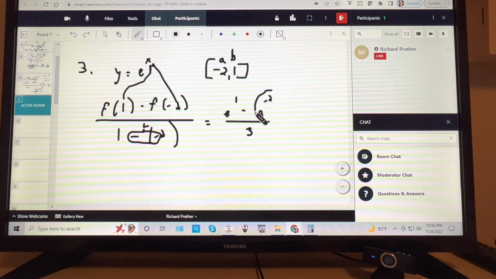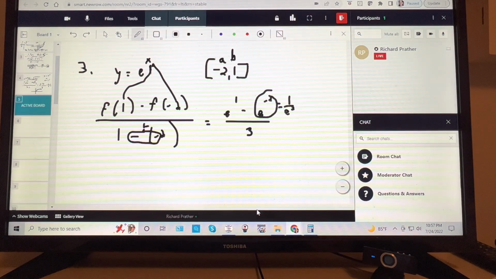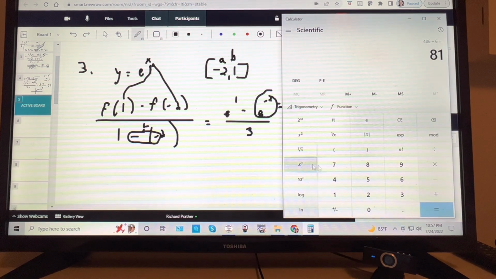E to the -2 could be changed to 1 over e squared, potentially, if that's more helpful. And e to the first is just e. So I'm checking what they want. It says round to 4 decimal places, so that means we're just going to be using a calculator to approximate this to 4 decimal places. Most scientific and graphing calculators have e. On here, it's apparently right there. Let's clear this. Oh, here it is right there, e.